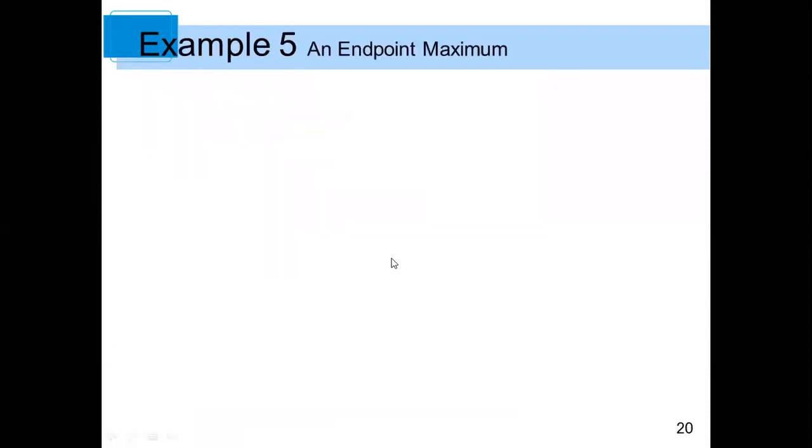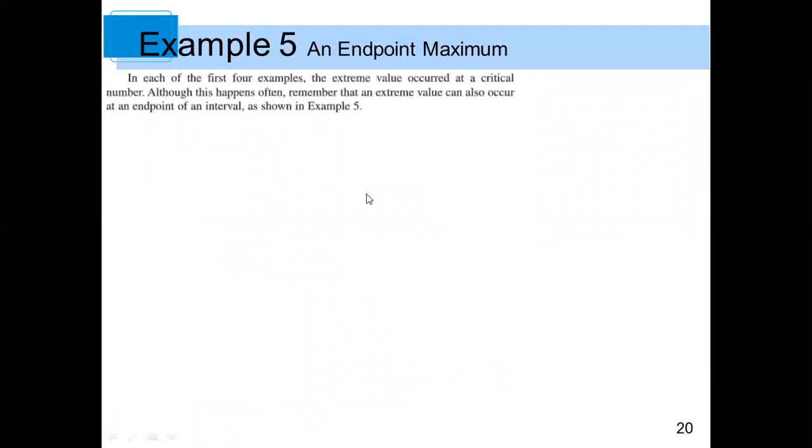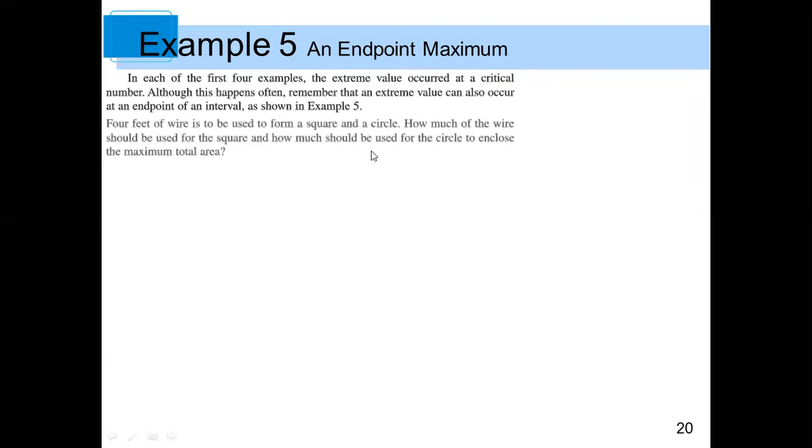All right, let's look at an example where the endpoint yields an optimized situation. So in each of the first four examples, an extreme value occurred at a critical number. That happens often, but sometimes an extreme value can also occur at an endpoint on an interval. So 4 feet of wire is to be used to form a square and a circle. How much of the wire should be used for the square and how much should be used for the circle to enclose the maximum total area?